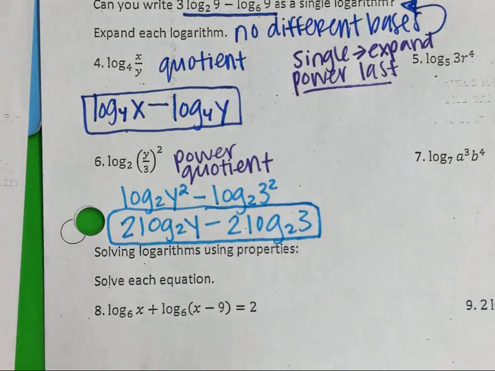Do we need to do another one together, or are y'all comfortable with this? Comfortable? Go ahead and do 5 and 7 on your own.